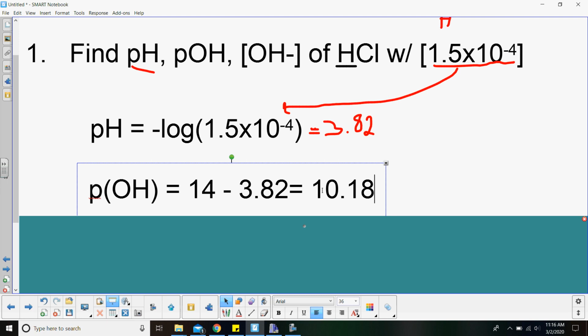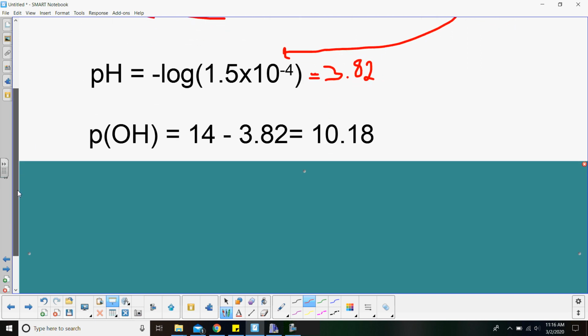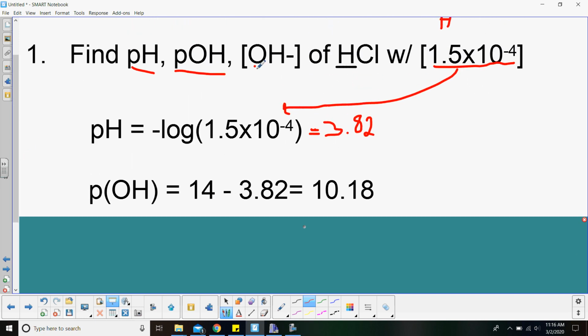So its pOH value, how hydroxide it is, is 10.18. How acidic it is, 3.82. Add those together, bada boom, bada bing, you got 14. So now we've got 2 of these done already. So we just finished that one. So now we have one other, which is OH minus.